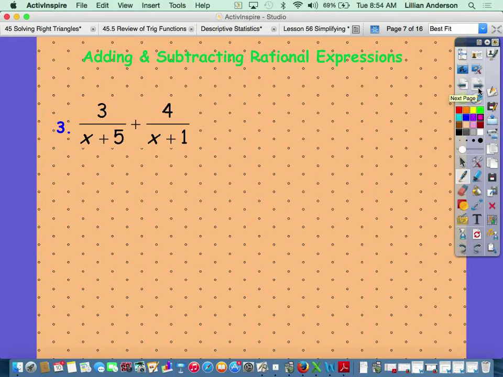Number 3. Can't really factor the bottoms, can I? So now I just got to get a common denominator. What is the left side missing that the right side has? A what? No, the bottoms.